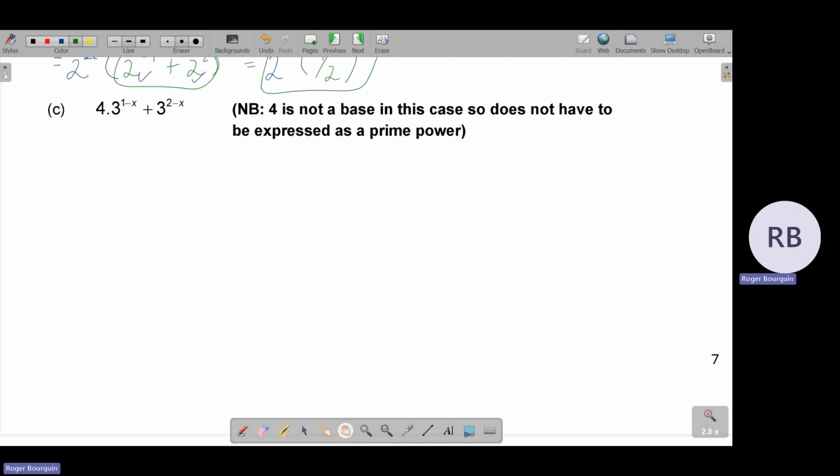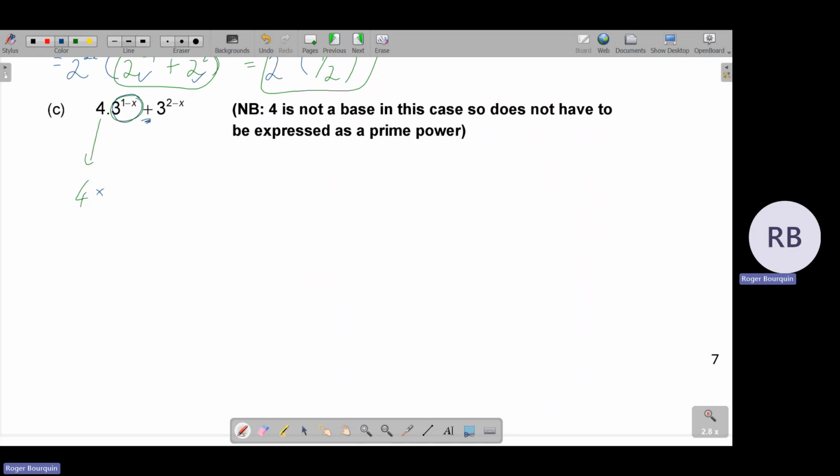So now there's a big note there that 4 is not a base, so you don't have to worry. I mean, you could change 4 to 2 squared, but you really don't have to worry about that. Okay, so I'm going to leave that 4 over here just as 4. There's a plus sign, so I want to split these up and factorize it.